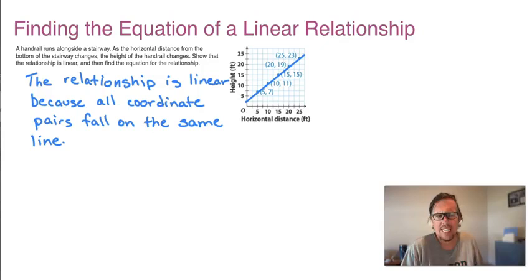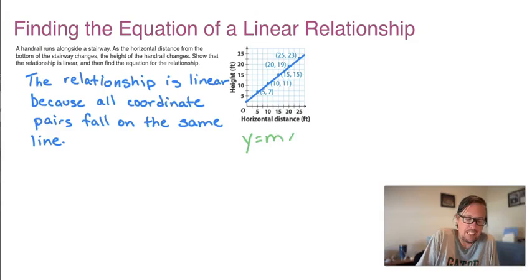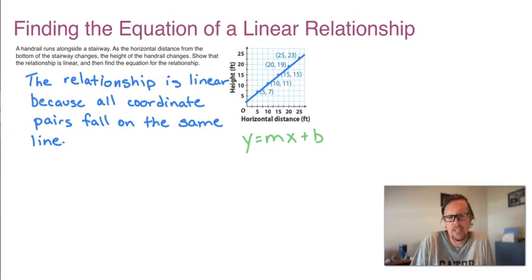Okay, so the second part of the question says, find the equation for the relationship. Again, there are several ways to do this, but the way that we've been doing forever and ever is slope-intercept form is the way we write a linear relationship. There's more than just slope-intercept form to write it. We'll learn about some of those later, but for now, slope-intercept form is our go-to. Slope-intercept form, as we know, requires us to find the slope and the y-intercept.